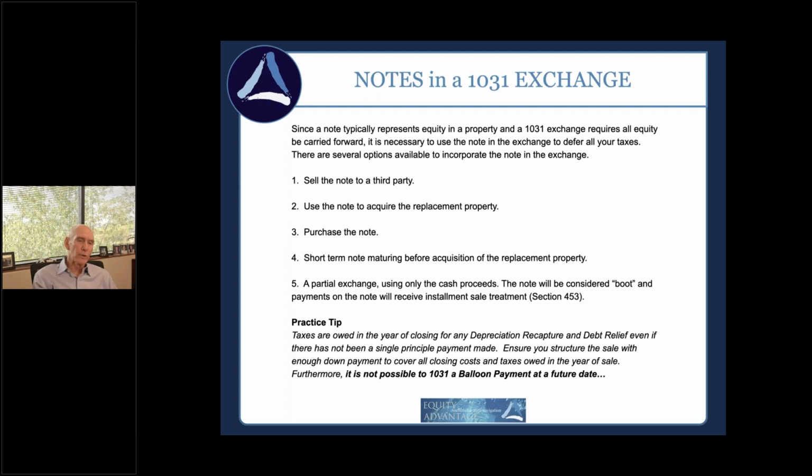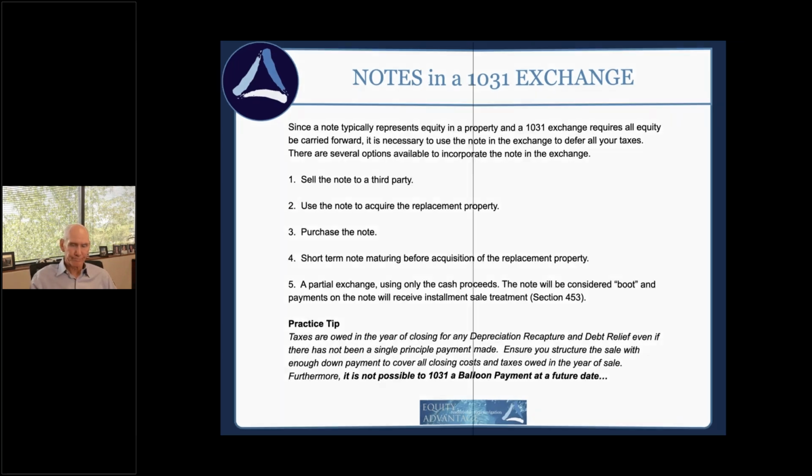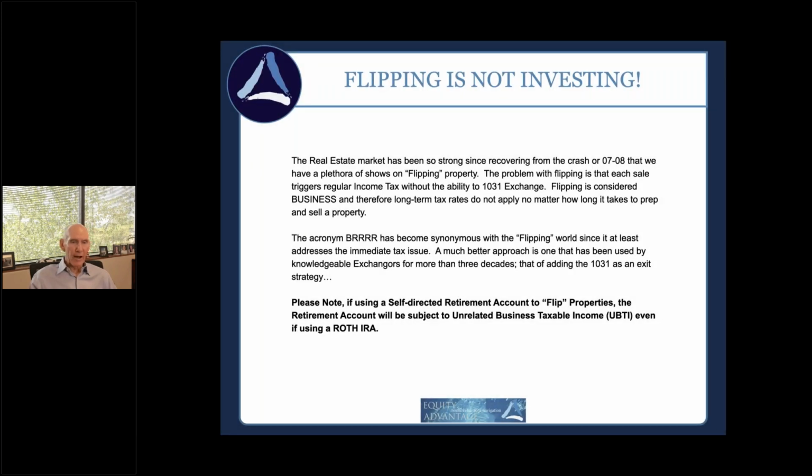So make sure if you're doing a seller carry, you're getting enough to do what you want to do with it. Understand the repercussions. So once again, talk to your tax people about what's going on. Another fallacy: flipping is not investing. People that flip properties think they're investors. They're not investors. That's a business. So in a business situation, you've got two problems. One, you're never going to look at long-term capital gains tax treatment on a disposition. Two, 1031 doesn't apply.